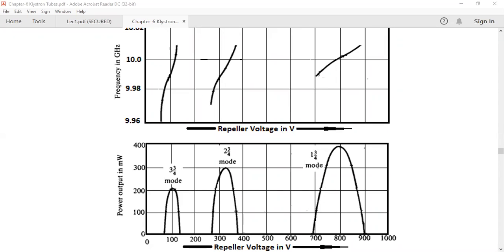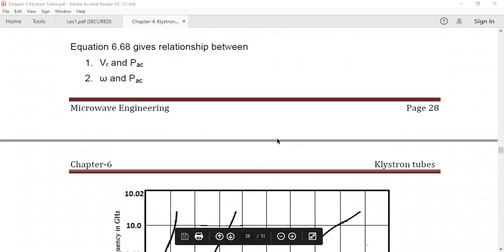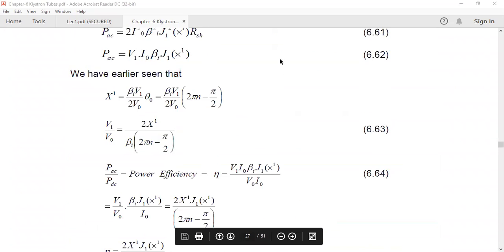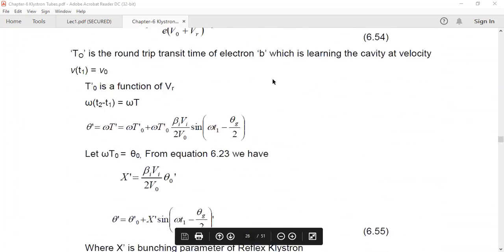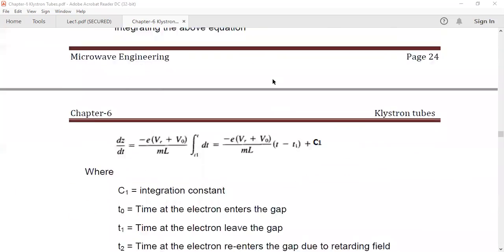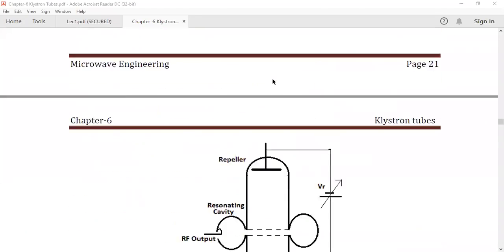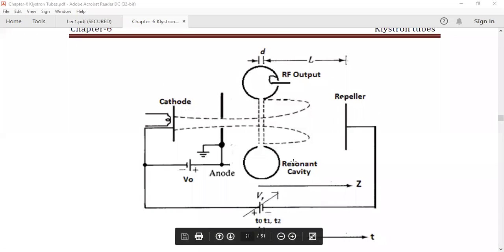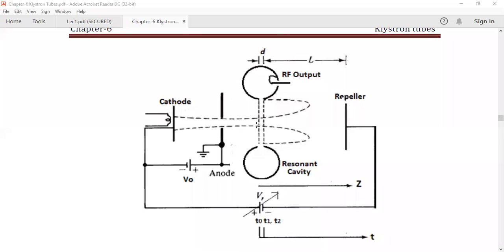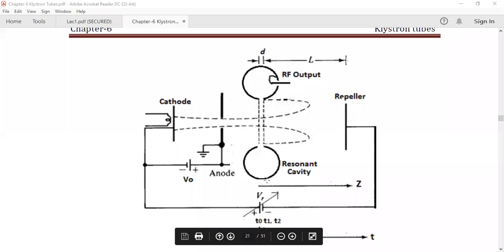I already told you, T naught is the time of the electron entering the buncher cavity. You can see here, if you take a two cavity klystron or reflex klystron, the equation for the velocity of the electron leaving the buncher cavity is the same. We can take T naught and T1. T naught is the time the electron enters the buncher cavity, and T1 is the time at which the electron leaves the buncher cavity.